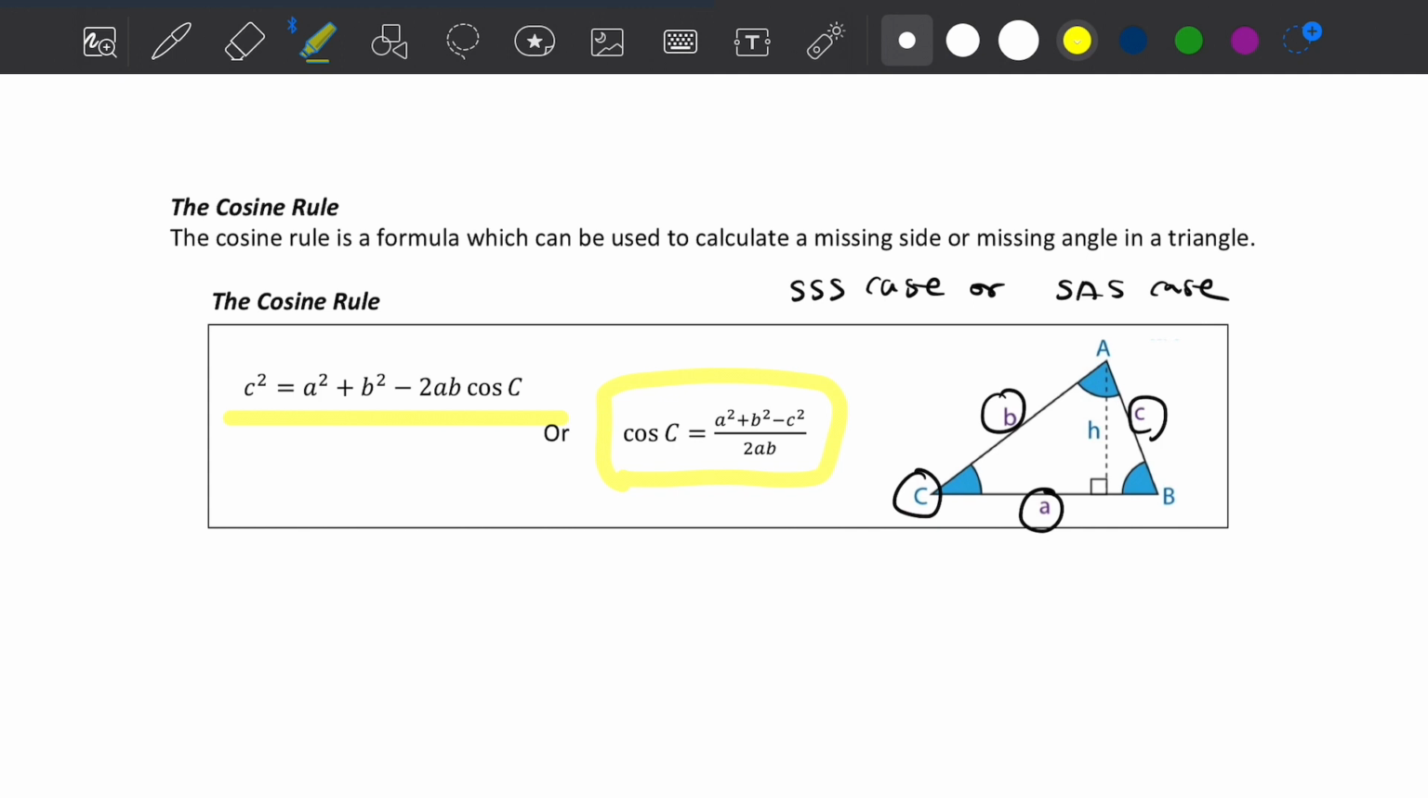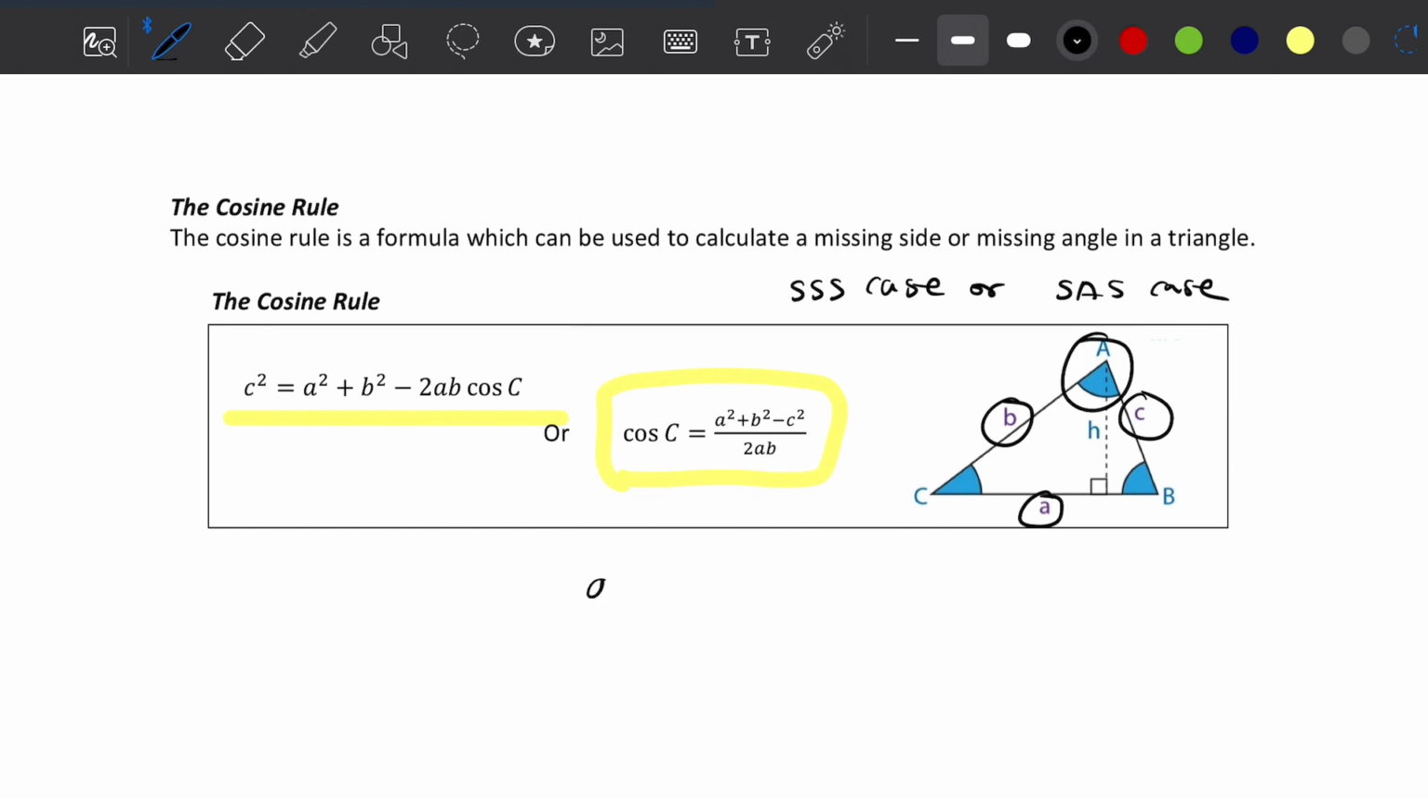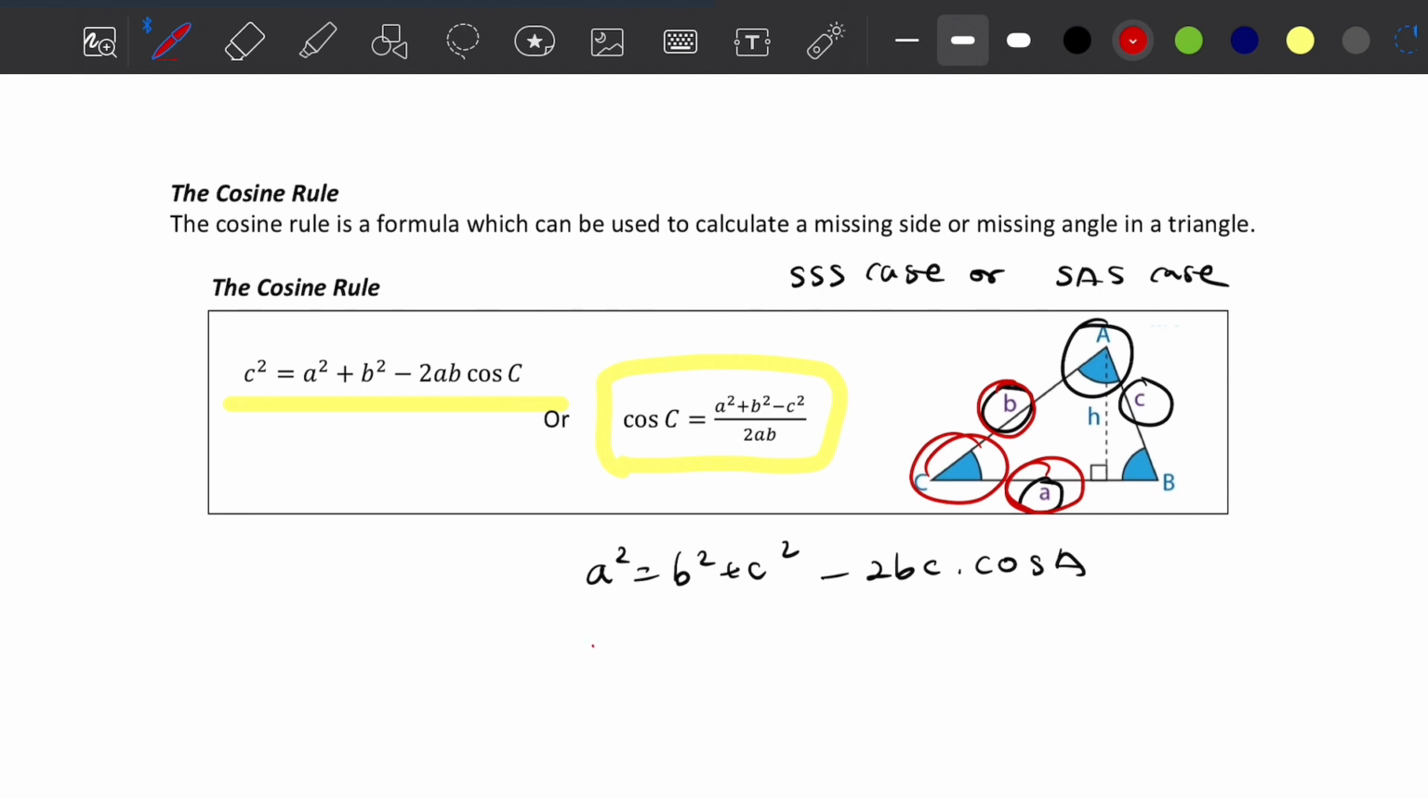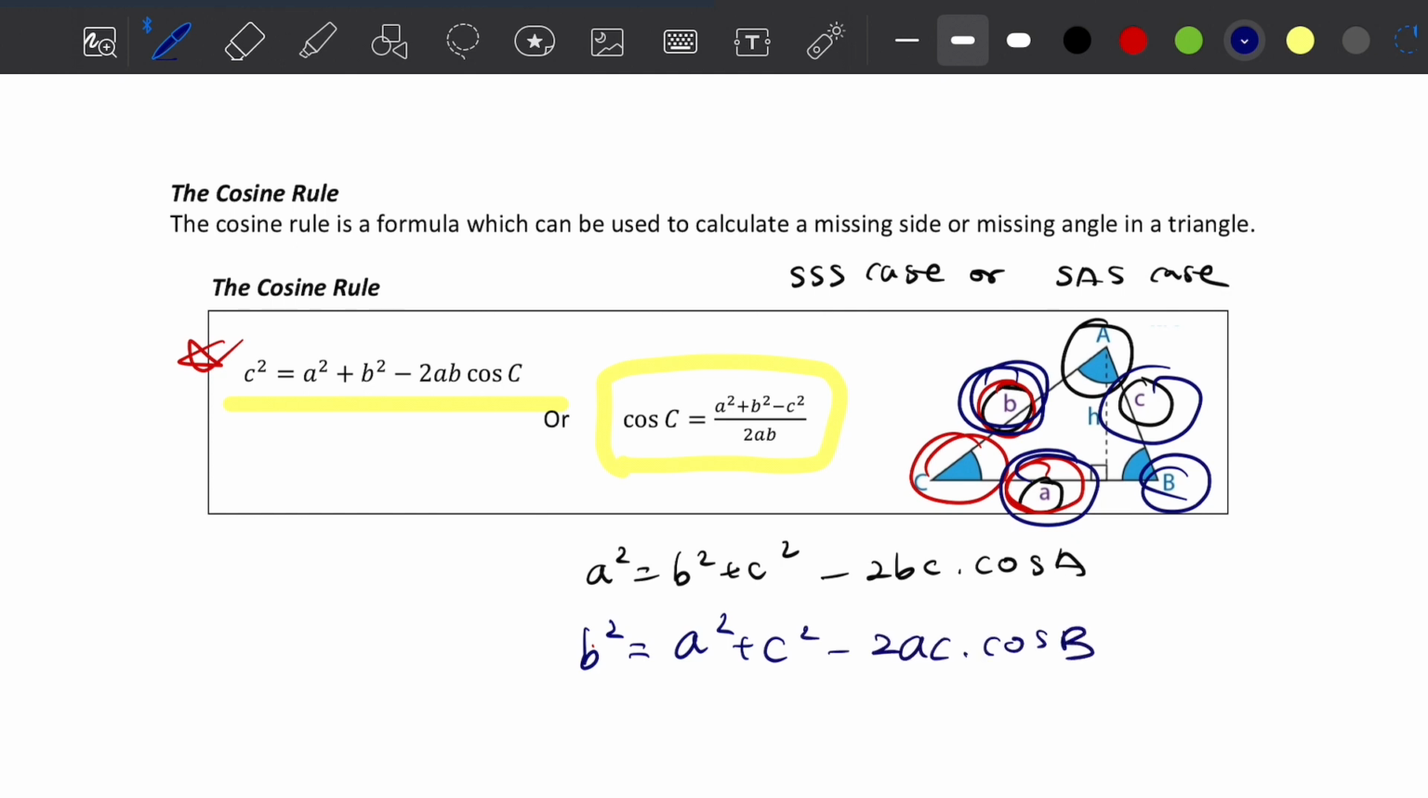So for example, let's say you're trying to calculate the angle A, and you know the sides B and C and the angle between them, then you can do a squared equals b squared plus c squared minus 2bc cosine A. Or if you know the sides B and A and the angle between them, then you can do c squared equals a squared plus b squared minus 2ab times cosine C. Or if you're trying to calculate the angle B and know the two sides that have an angle between them, then you can do b squared equals a squared plus c squared minus 2ac times cosine B. So it depends on which sides and which angle you know, the formula changes, right?